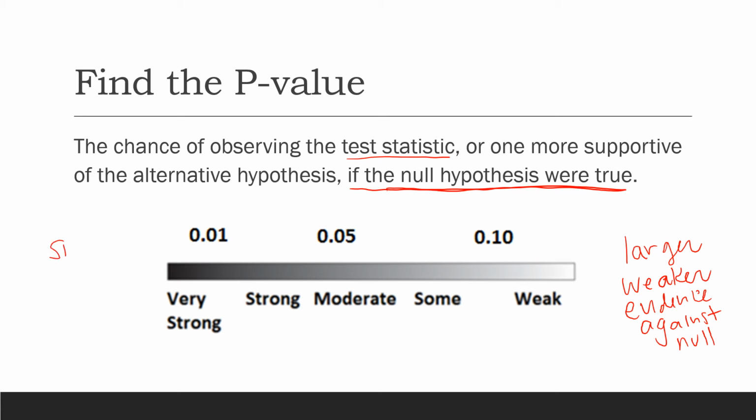Smaller values give stronger evidence against the null. And we can think about it like this: if it's below 1%, we say it's very strong. If it's above 0.1, 10%, we say it's weak. 5% is considered kind of moderate, and so on.